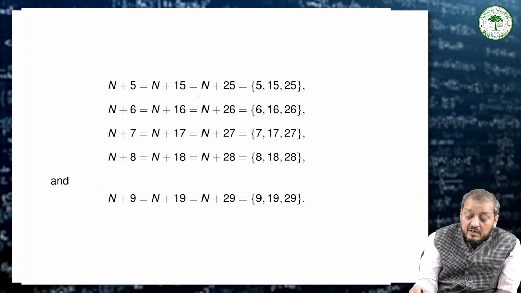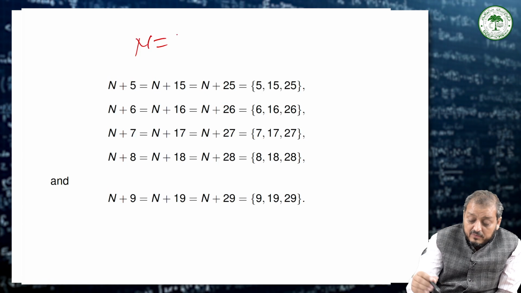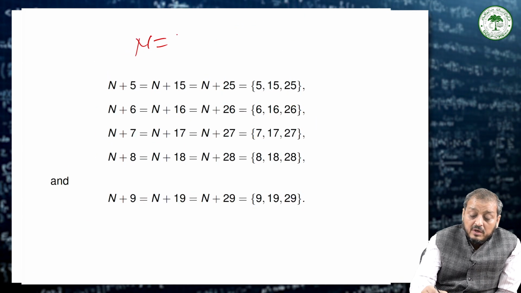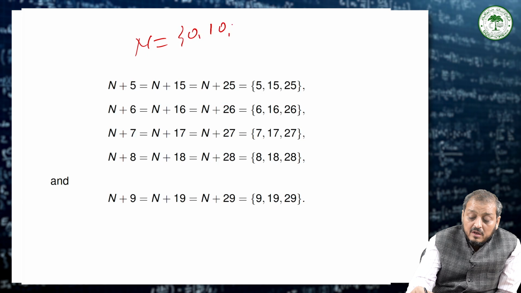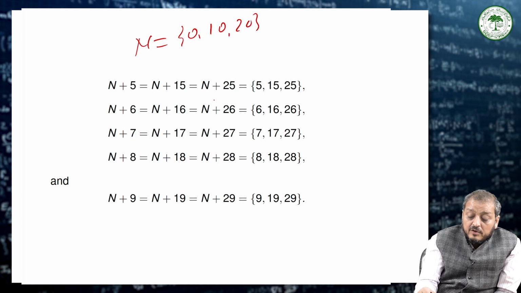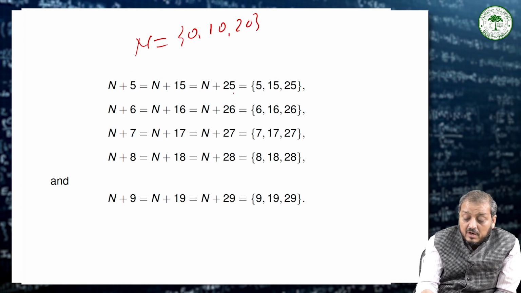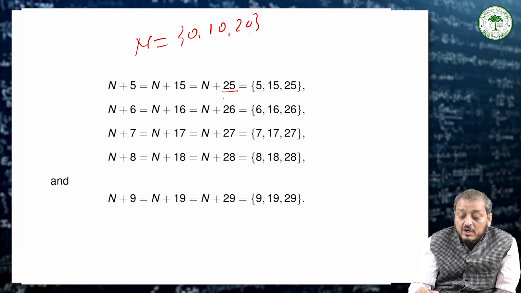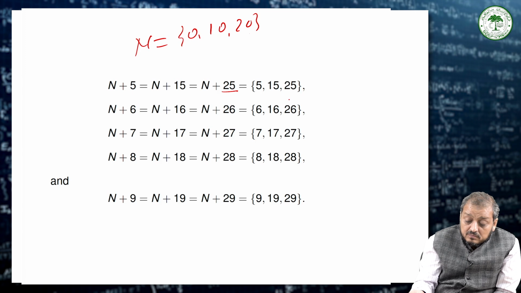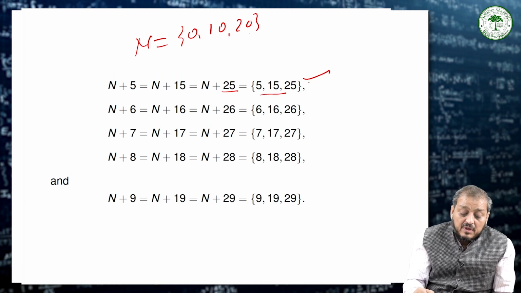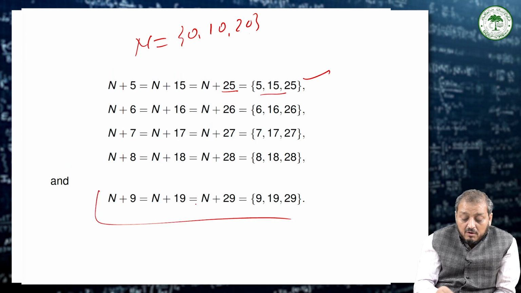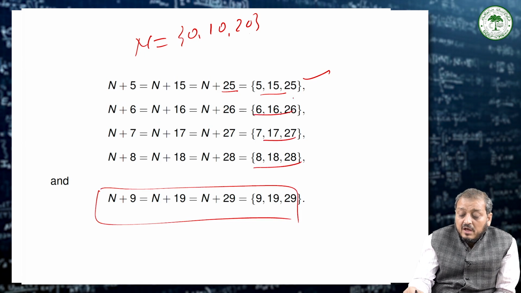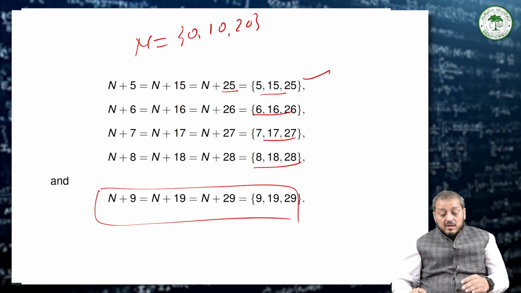Similarly for the others, clearly you have 0, 10, 20. For some other, if you want 25, then 25 plus 10 is 35, which is equal to 5, and 45 is equal to 15. So this is the same thing. Similarly we have to calculate all these cosets for G by N.